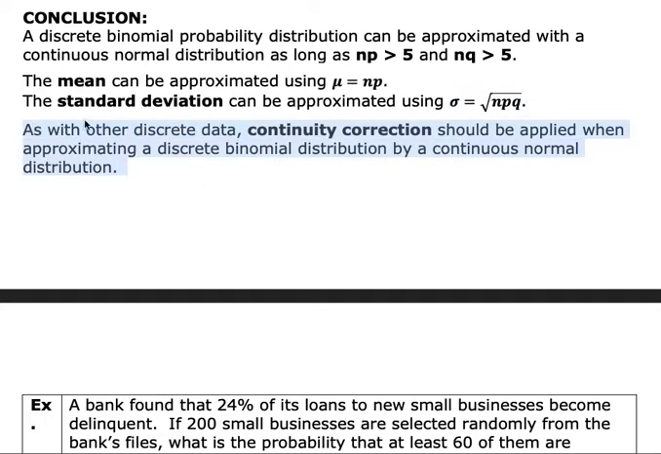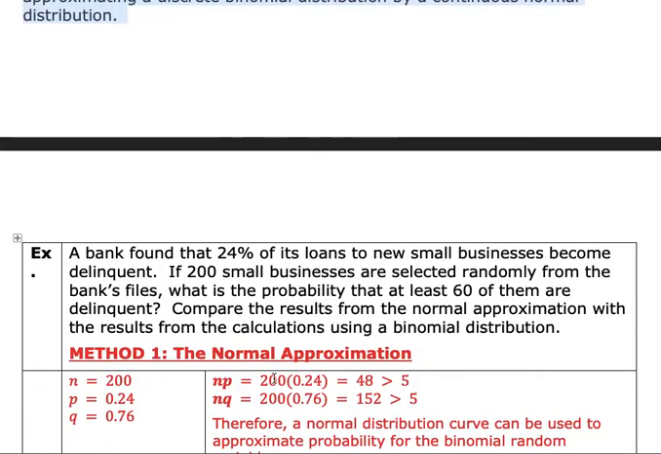So because we are using a discrete random variable, we should make a continuity correction when we're using a continuous curve to approximate probabilities.